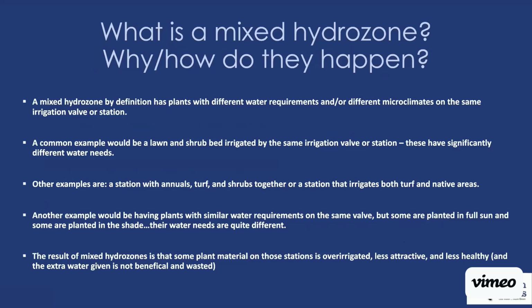So pretty straightforward. It can be one or both of those factors. The plants and/or the microclimates are different, but they're all on one specific valve or station. A common example is a lawn and shrub bed irrigated by the same irrigation valve or station, since both of these have significantly different water needs. So that's a big red flag and no-no.